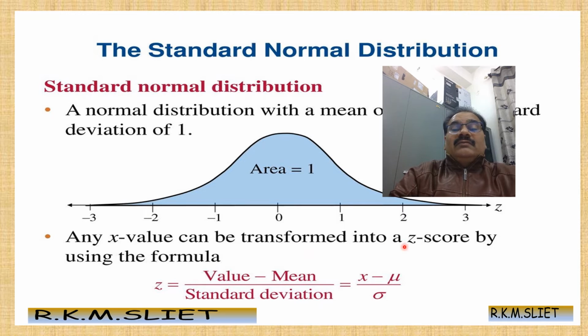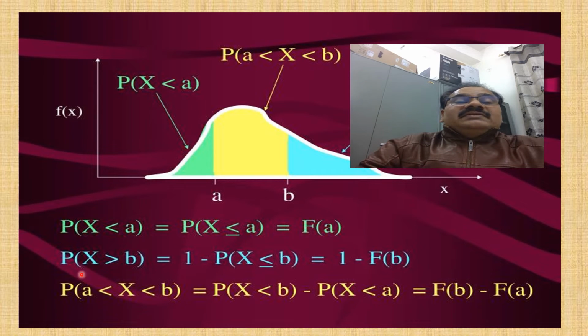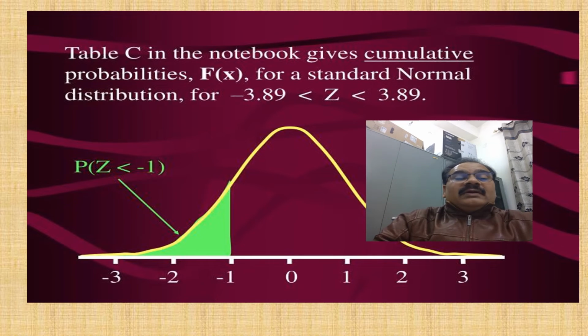Any x value can be transformed into a z score, and z score is equal to the value given minus mean divided by standard deviation, that is, (x minus mu) by sigma. Now, it is easy to understand in the case of the normal distribution: this yellow range is called the probability of x lying between a and b, if the ordinates are a and b. This region is called x less than a. This region is called x greater than b. Similarly here, this is z less than minus.